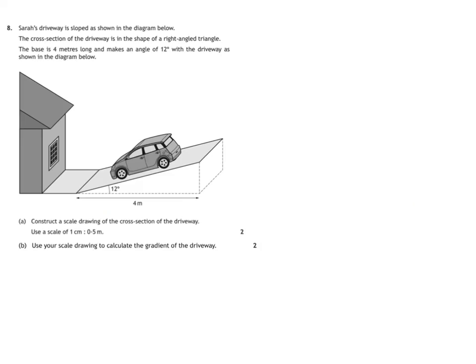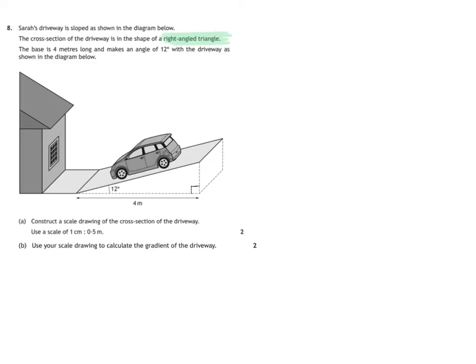Okay, so for question 8, we have Sarah's driveway is sloped as shown in the diagram below. The cross-section of the driveway is in the shape of a right-angled triangle. So that's an important piece of information that we need. The base is 4 meters long and makes an angle of 12 degrees as shown in the diagram. The other thing that we can do is add something to our diagram, because it said a right-angled triangle, we know we're going to have a right angle in there.